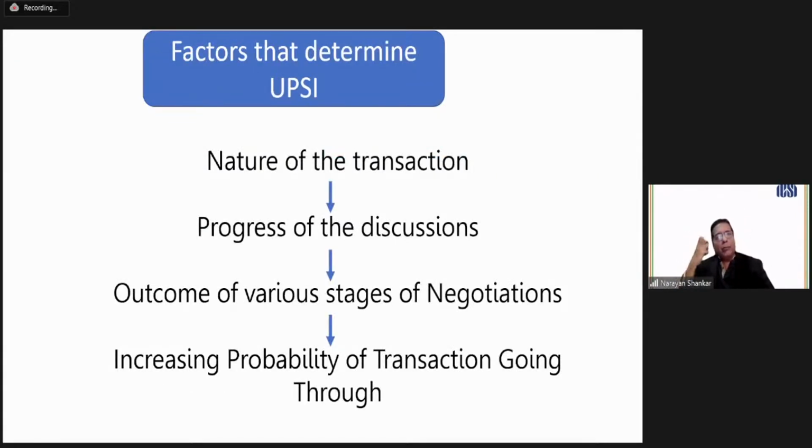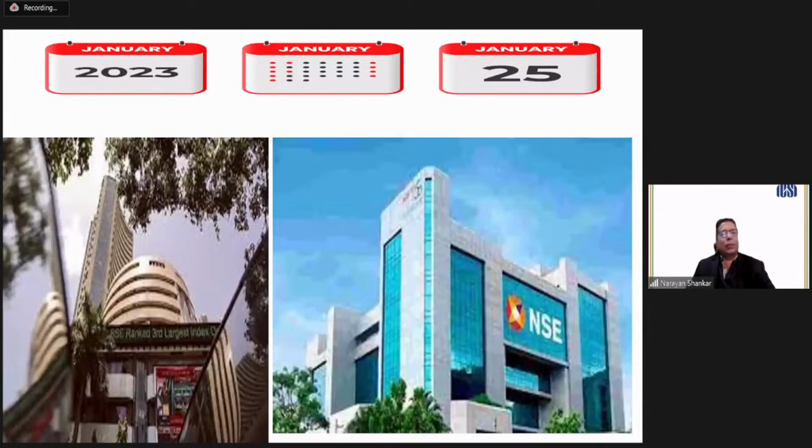And hence, when UPSI gets generated, specifically for entry in SDD, look into the nature of the transaction, progress of the discussion, outcome of various stages of negotiation, increasing probability of the transaction going through. As you're aware, every one of the speakers earlier has highlighted the importance. Advocacy has happened. The regulator has been very, very patient till now. And now comes their circular of 25th Jan 2023, where they have said that even now, after all the advocacy, if we find companies not complying with 3.5 and 3.6, we will be left with no other move other than naming and shaming. And how is it going to be done?